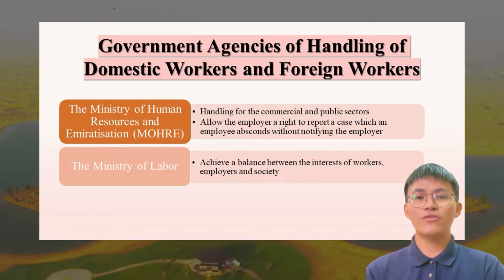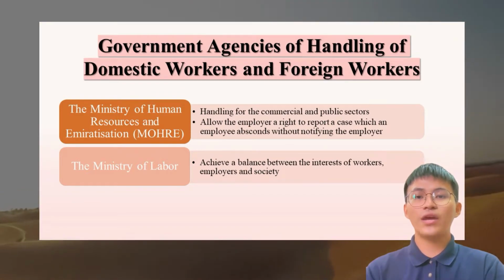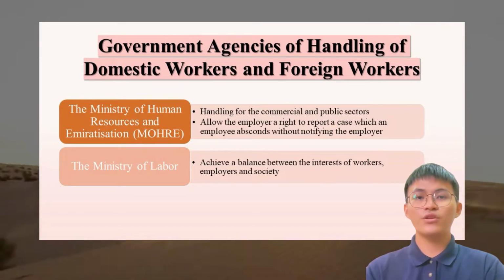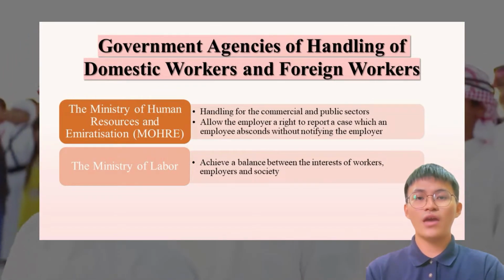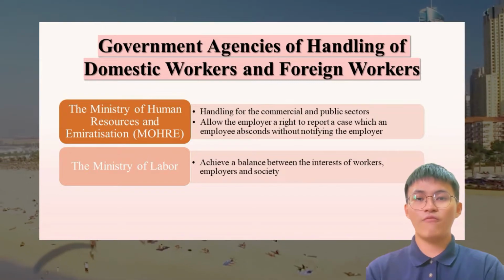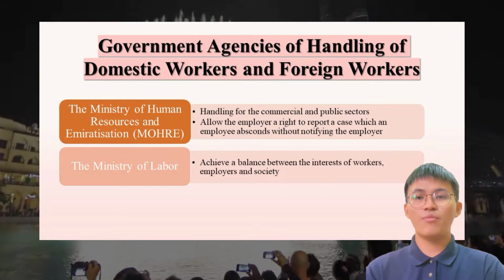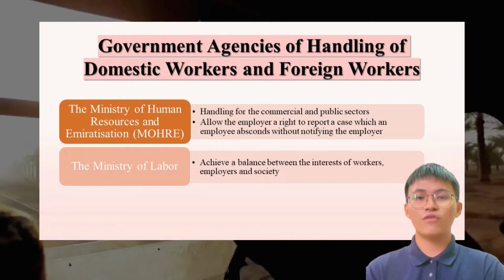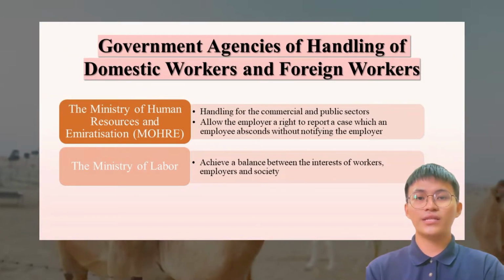MOHRE allows the employer the right to report a case in which an employee absconded without notifying the employer. The Ministry of Labour is responsible for the administration of the labour market and for forming and implementing the labour policy in the country. Its aim is to achieve a balance between the interests of the workers, employers, and the society as a whole.